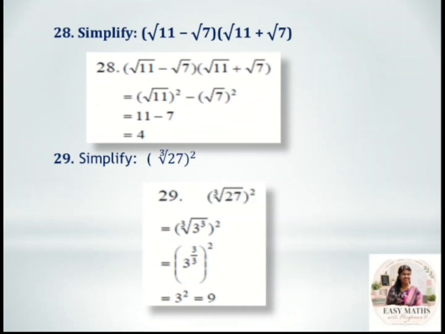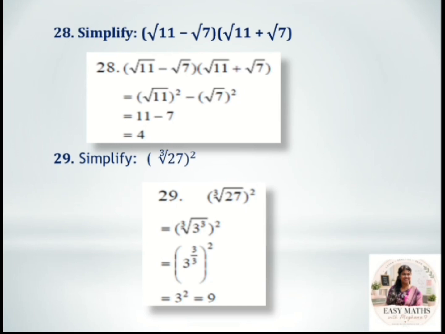Question number 28. Simplify root 11 minus root 7 into root 11 plus root 7. Here it is in the form of a plus b into a minus b formula, that is a square minus b square. Here the value of a is root 11, the value of b is root 7. So 11 minus 7 is 4.